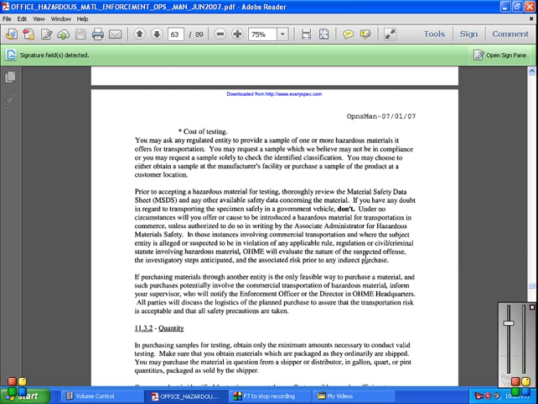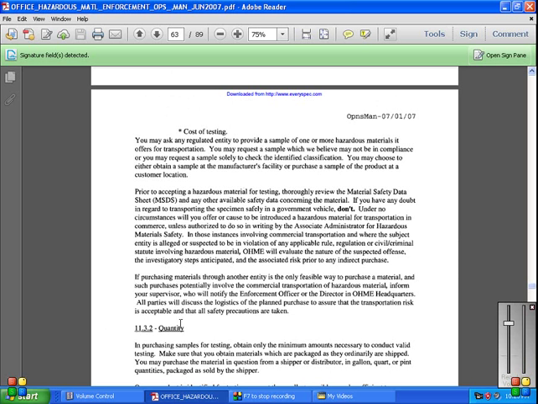In purchasing material through an entity, if there is only one feasible way to purchase the material, and such purchase potentially involves the commercial transportation of hazardous material, inform your supervisor, who will notify the enforcement officer directly at OHME headquarters. All parties will discuss the logistics plan for the purchase to ensure the transportation risk is acceptable and all safety precautions are taken.